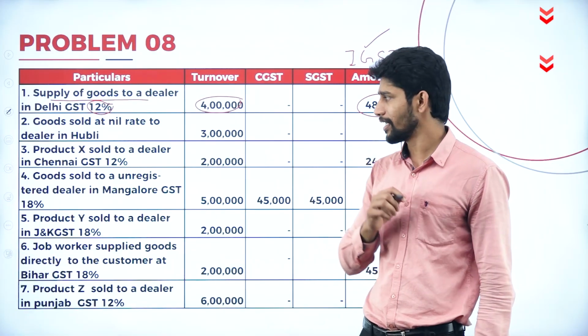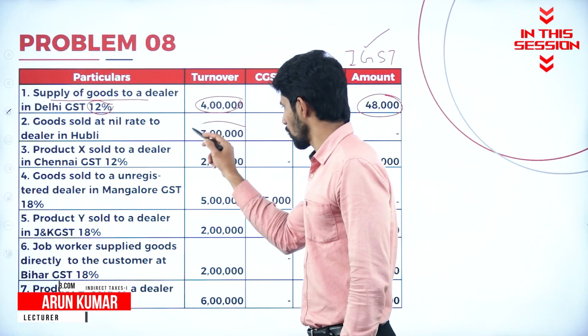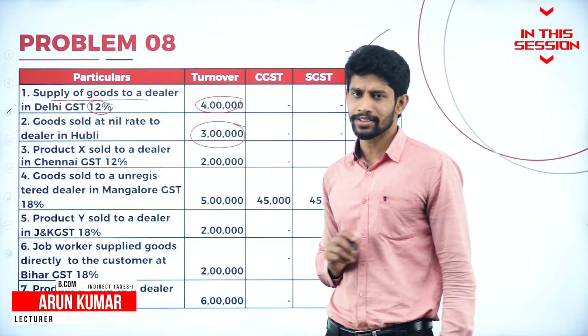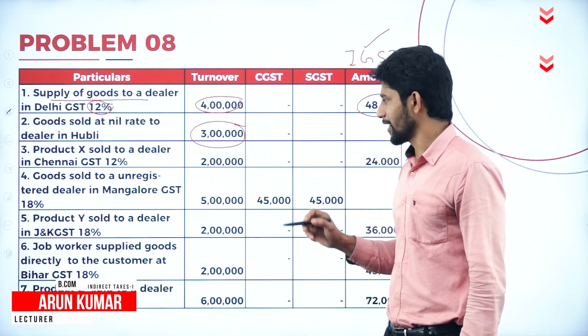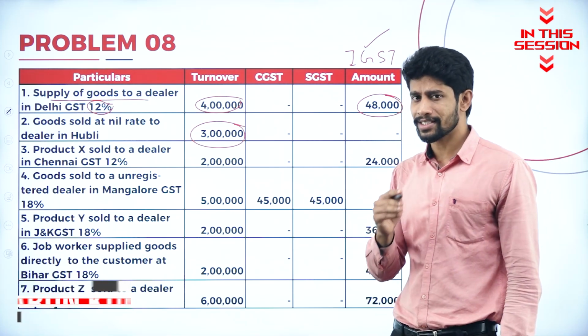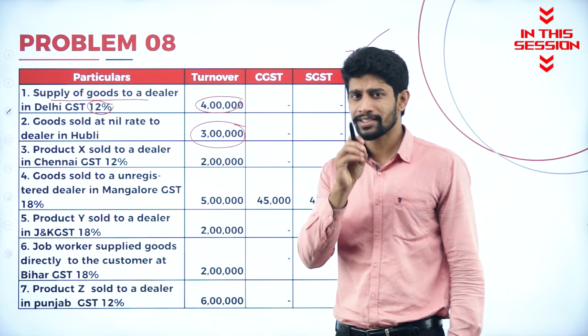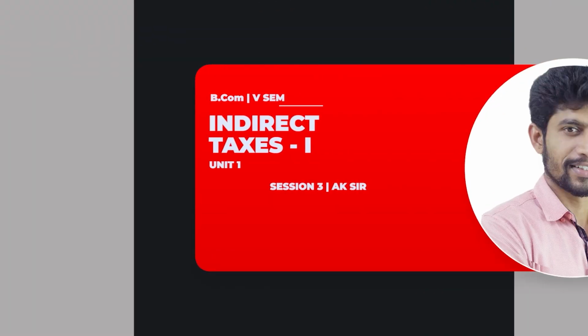Goods sold at nil rate. So here goods sold, that means sales, we are considering it in the turnover column, and in amount, that is GST payable, it is nil because zero rate of GST.